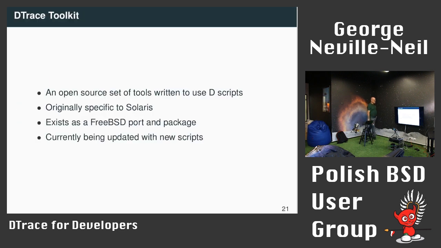There's also something called the DTrace Toolkit, which we maintain online, written by Brendan Gregg. It's a huge number of scripts that were originally written for Solaris when he was a performance analysis person there. Now he's working at Netflix doing different performance analysis. It's all written in D, a little bit of Perl, which I think we finally converted to shell script. Originally specific to Solaris, it exists as a FreeBSD port and package, and we continue to update that with new scripts. So the DTrace toolkit is a really good place to look for examples if you're looking for something to figure out a problem.